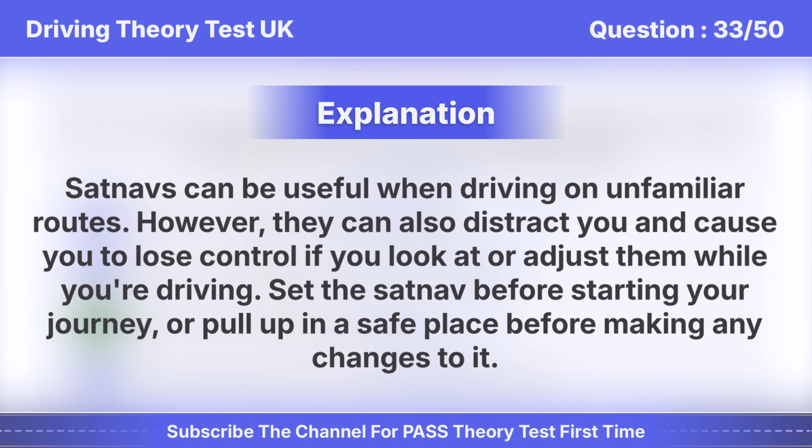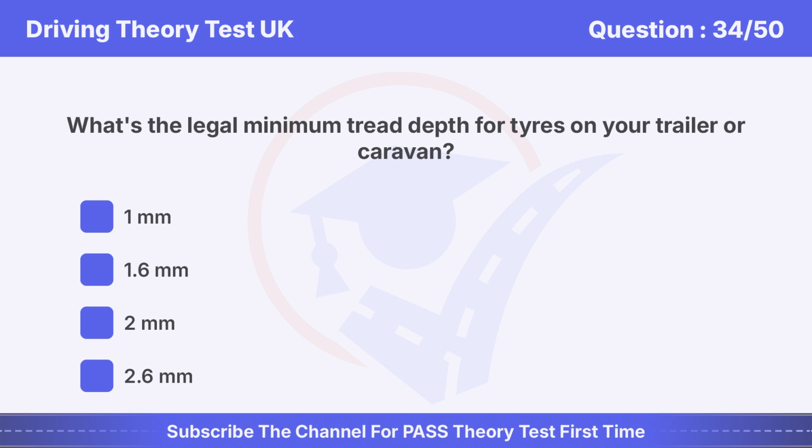Question 34. What's the legal minimum tread depth for tires on your trailer or caravan? Answer is B, 1.6 millimeters.